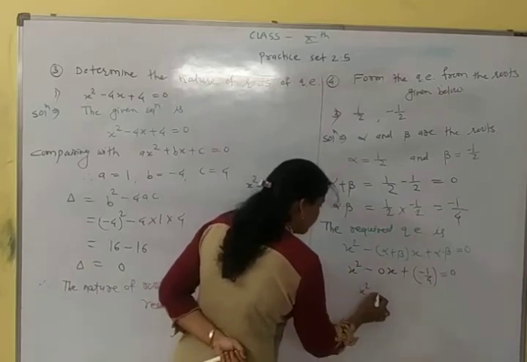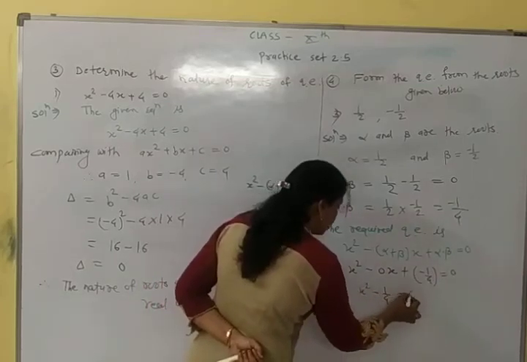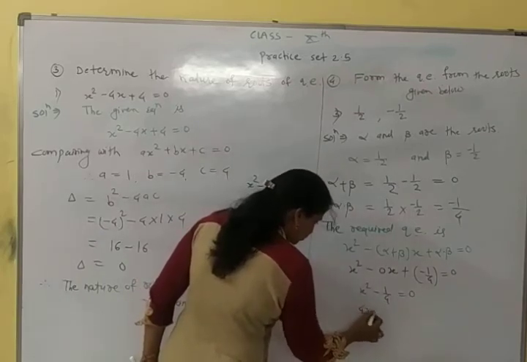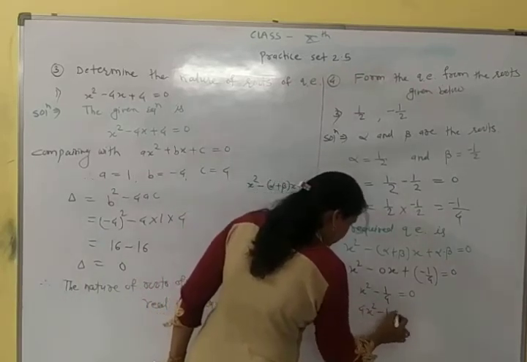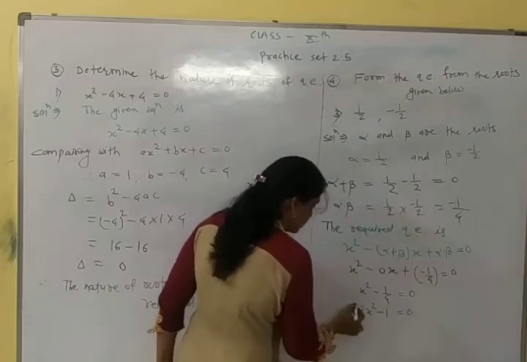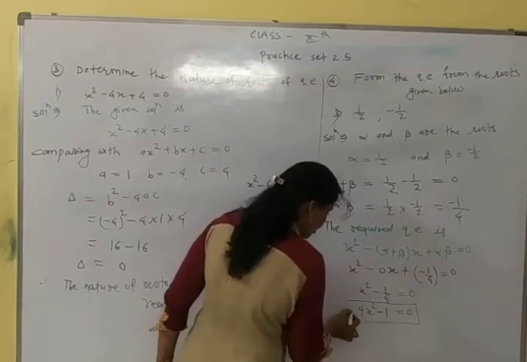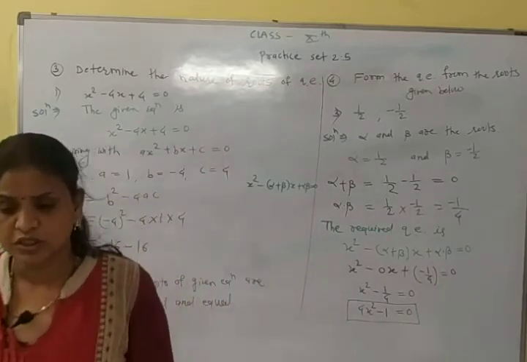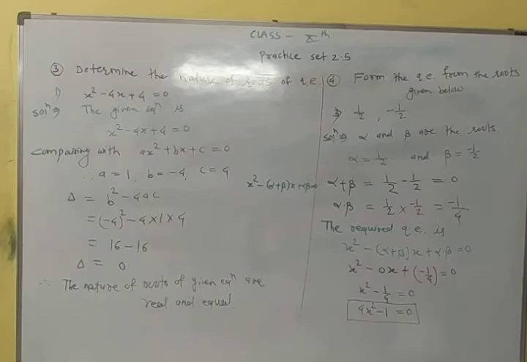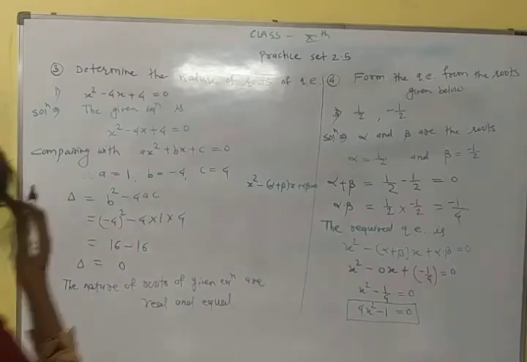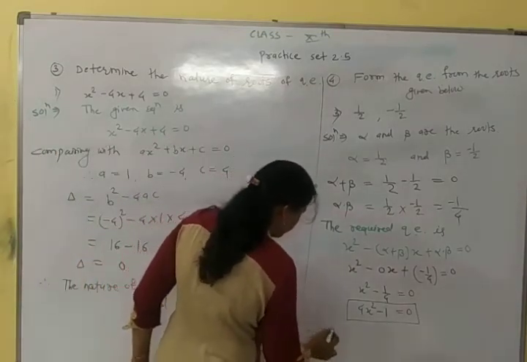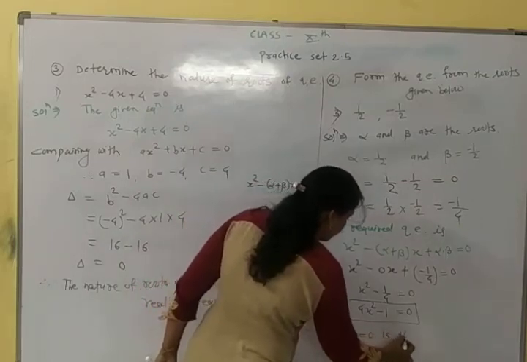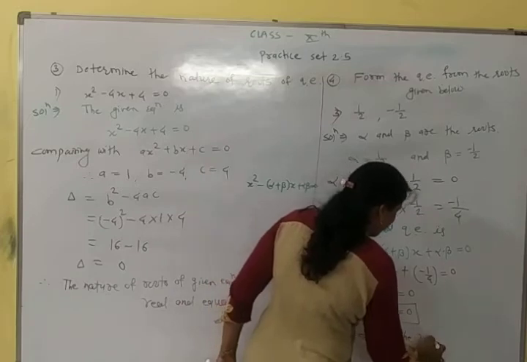Then x square minus 1 by 4 equal to 0. Here solve this equation, 4 into x square minus 1 equal to 0. This is our required quadratic equation. Therefore 4x square minus 1 is equal to 0 is the required quadratic equation.